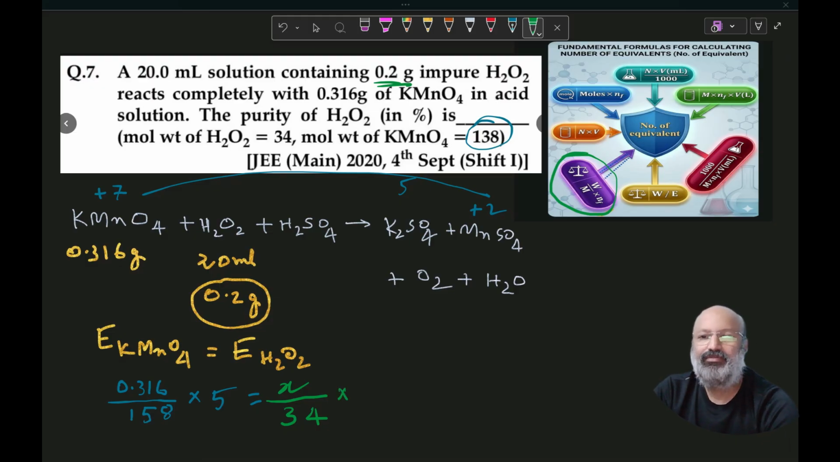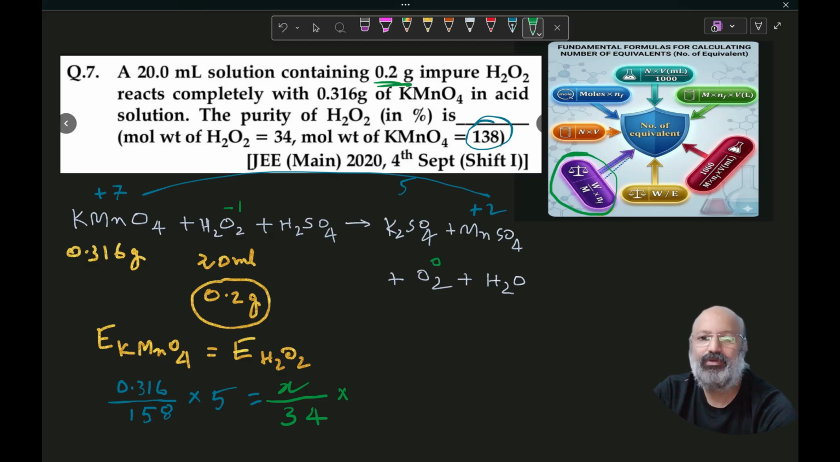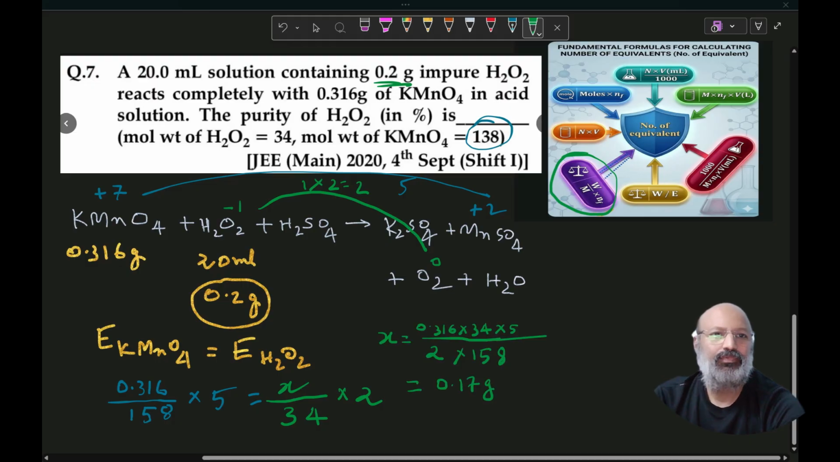Now how to calculate the n factor of H2O2? This oxidation state is -1 and here you can see this is 0. So the difference you'll find is 1. There will be a little overlapping, please don't mind. But since there are 2 atoms, I need to multiply by 2. So the n factor is coming out to be 2. Now if you calculate this particular equation, then x is coming out to be, so the pure H2O2 required for this reaction is found out to be 0.17 gram. Now we need to calculate the percentage of purity.